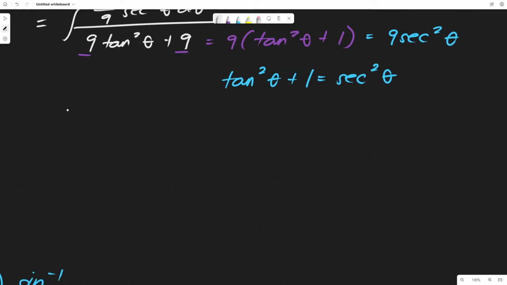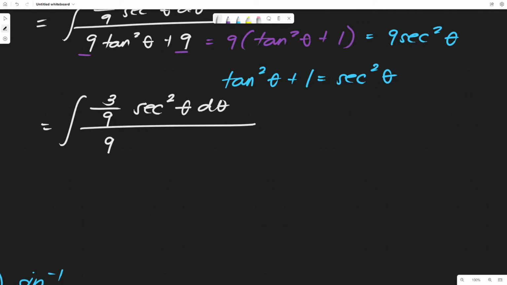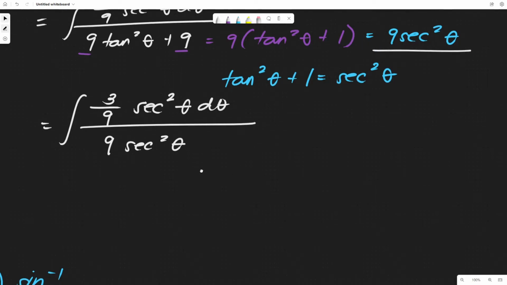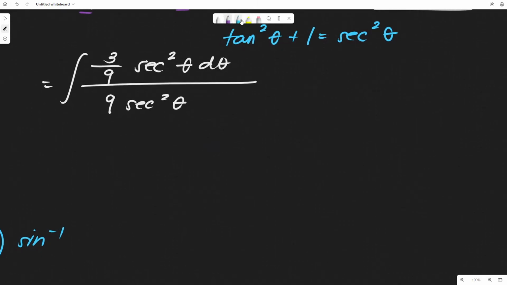So, ayusin ko lang, no? So, we have the integral of 3 over 9 secant squared theta d theta over 9 secant squared theta. Ito yon, pinalit na lang natin. Okay? So, obviously, makaka-cancel yung secant squared theta natin, no?